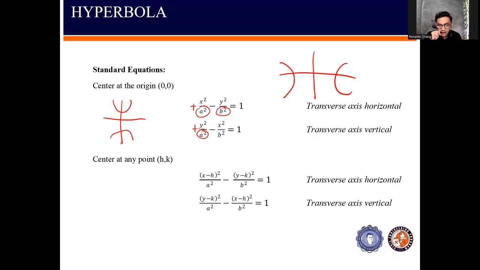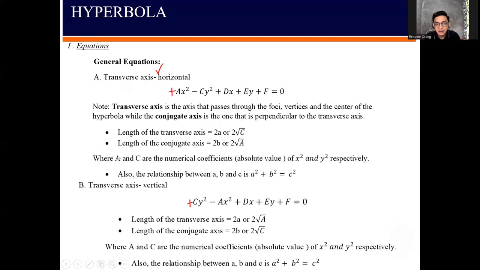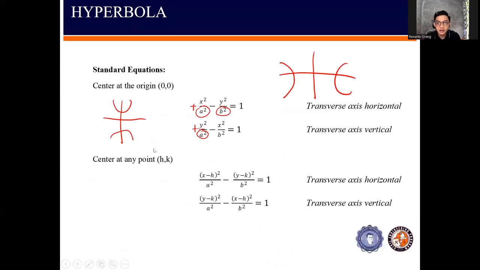So, center at any point HK. For example, yung ating D tsaka E natin is not equivalent to 0. So, therefore, yung ating vertex or yung ating, again, center of our hyperbola is wala sa ating centroid or origin of our x and y axis. So therefore, for example, ganito siya, same pa din. Pag positive, sa kanya si a squared, pag negative, sa kanya si b squared. So kabaliktaran, pag kay y squared yung positive, siya si a squared, pag negative, siya si b squared.